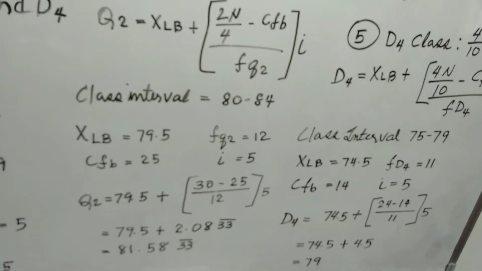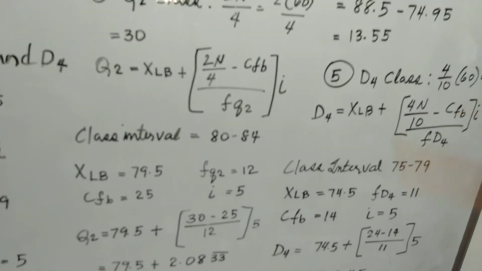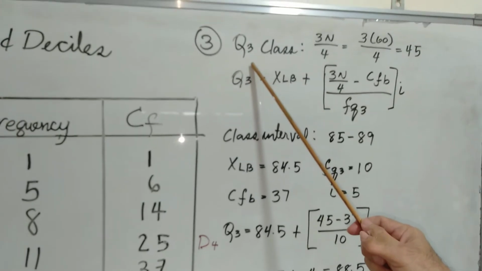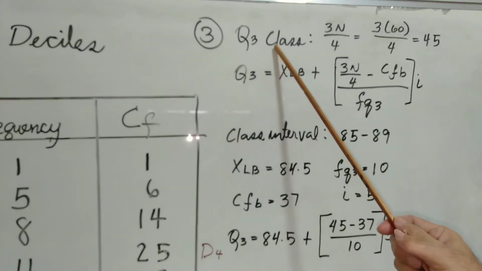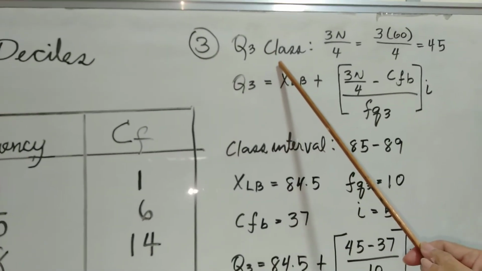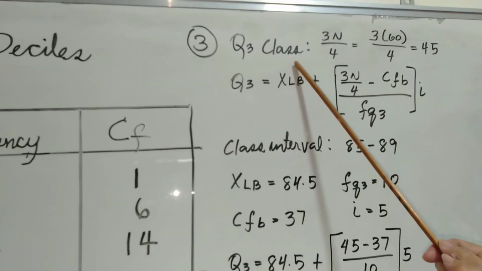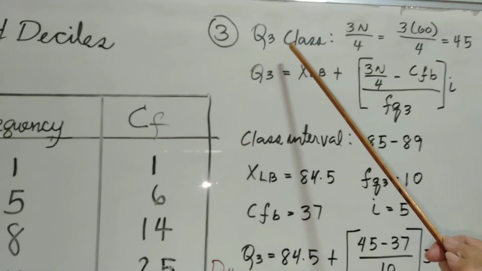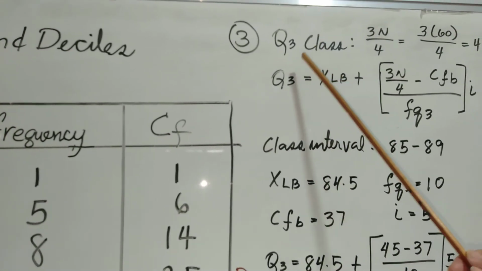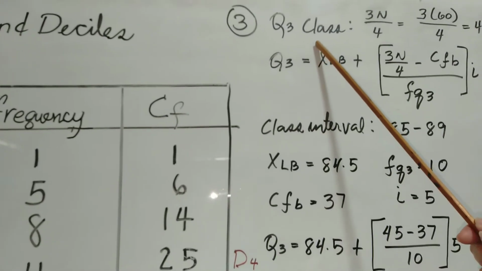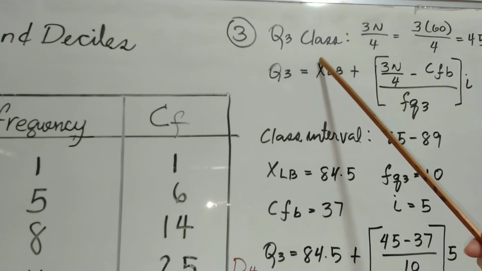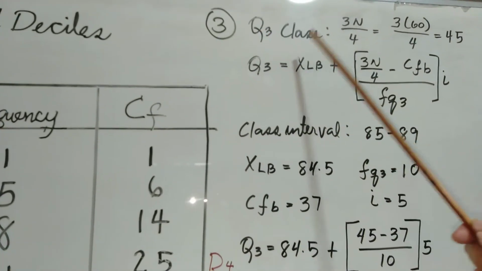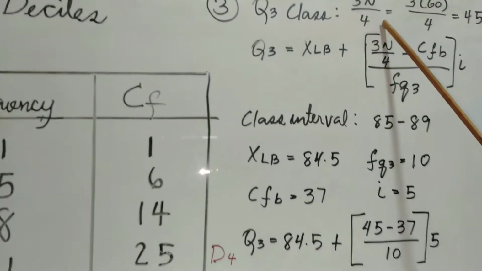So we go next to the third quartile class. Third quartile, or the 75th percentile. By the way, the first quartile is 25% of the scores, the second quartile is the median, or 50%, and the third quartile is 75%. So first we get the third quartile class, which is 3n over 4.